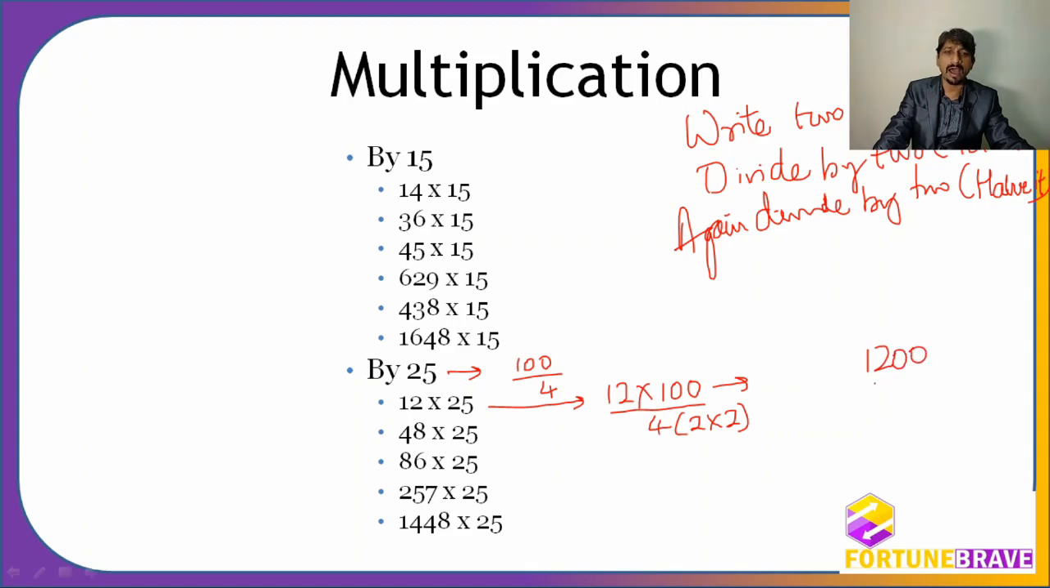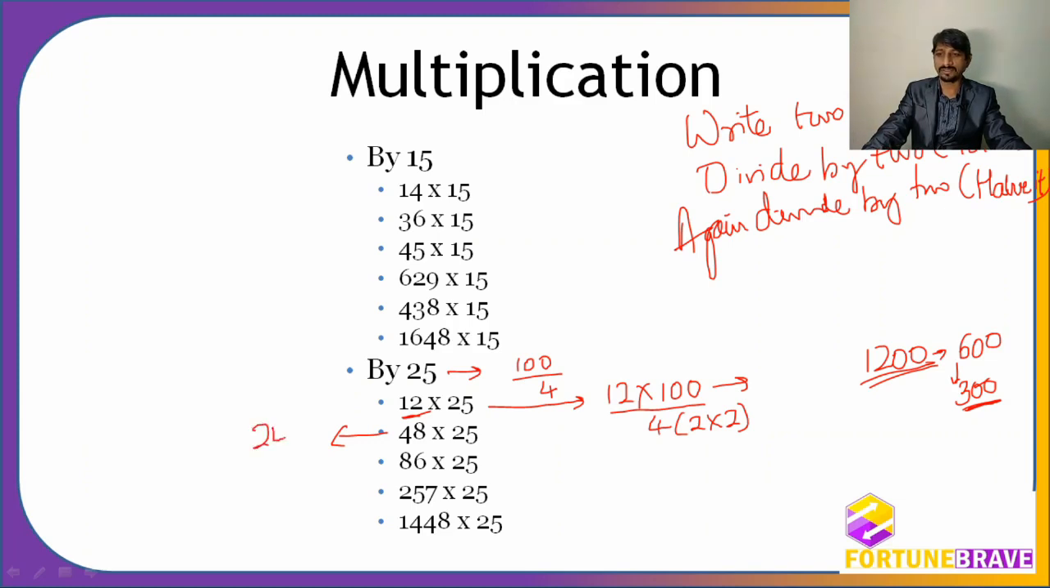1200. Half of this, first what you will do? Halve it. 600. Halve it. 300. So 12 into 25 is how much? 300. Very easy. You can see here, 48. You can do other ways as well. You can halve it two times and then add two zeros. That is also fine. We'll do it like that.